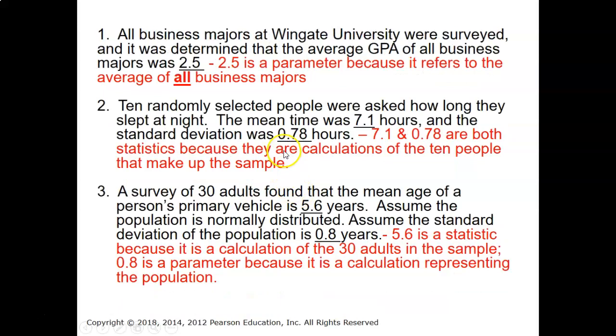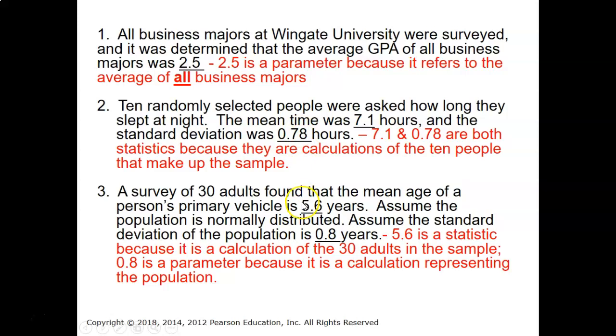Okay, looking at these, number 2: 10 randomly selected people were asked how long they slept at night. The mean time was 7.1 hours and the standard deviation was 0.78 hours. Both 7.1 and 0.78 are values that are coming from the 10 people that were randomly selected. So here our population is basically all people. The sample is the 10 people, and because these two are coming from those 10 people, these would be statistics instead of parameters.